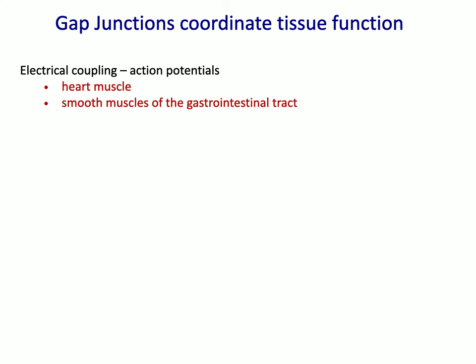Gap junctions can also play an important part in early embryogenesis, where closing of specific gap junctions allows groups of cells to differentiate independently. Finally, gap junctions are important in enamel formation during the process of tooth development.